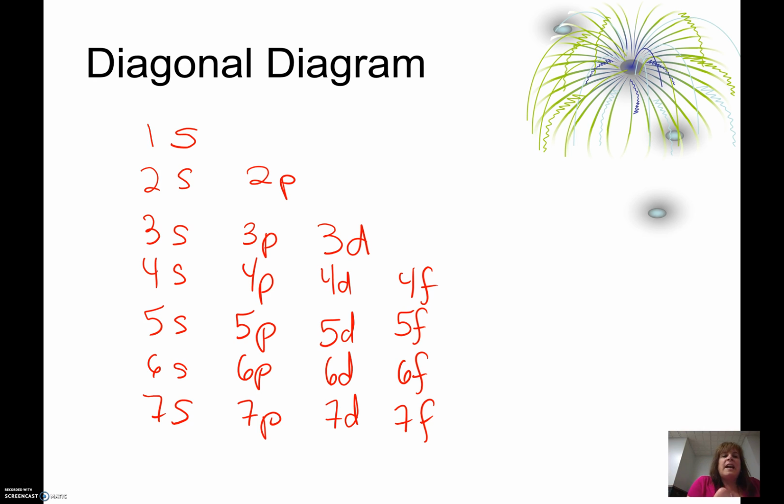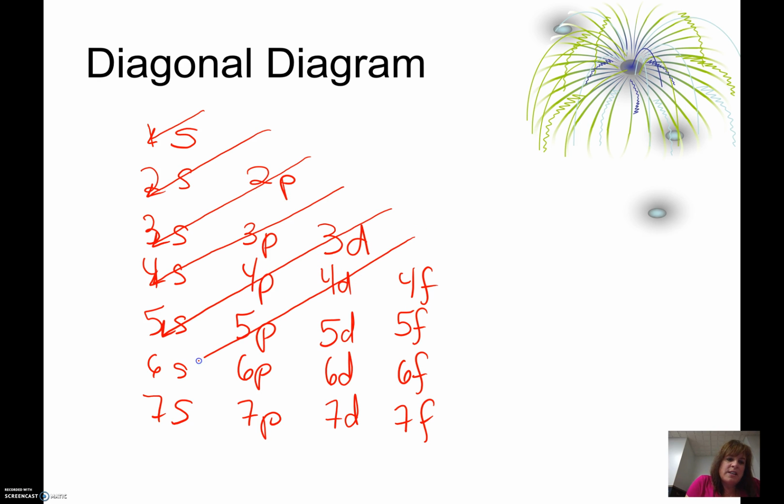Now we just make diagonal lines. So we fill a 1s, then we go to 2s, then we go to 2p, 3s, 3p, 4s, 3d, 4p, 5s. So we just make these diagonal lines through our numbers just like that. So let's see, how do we use this? So let's pick an easy one.